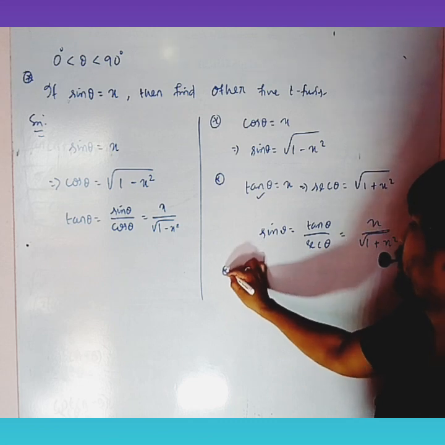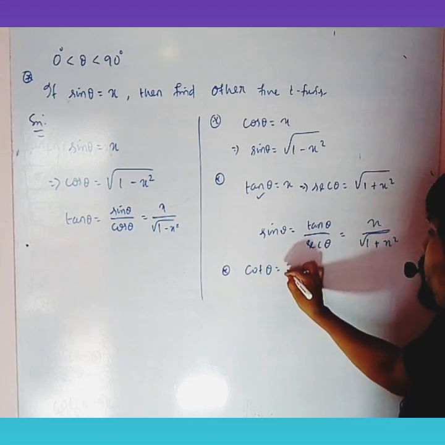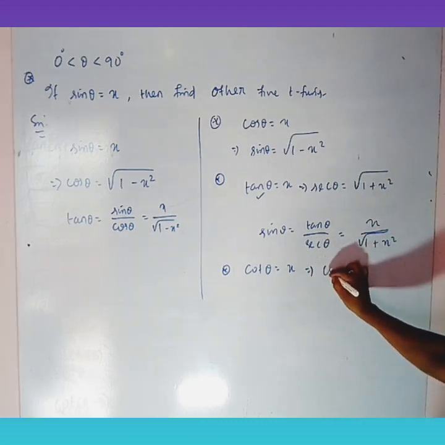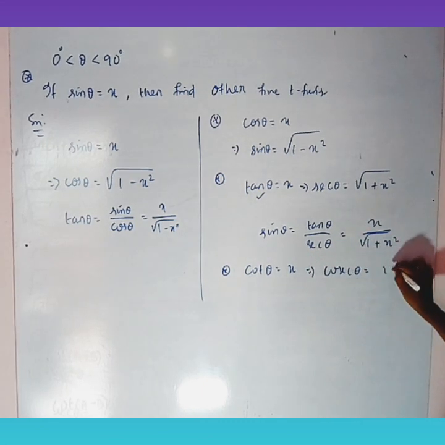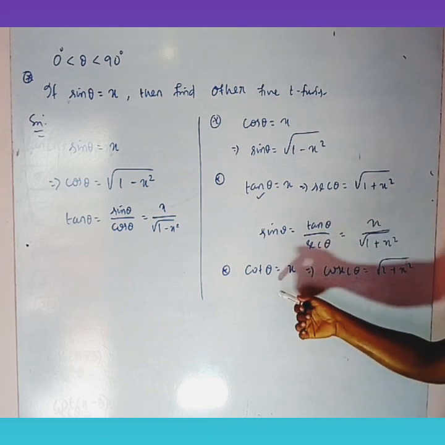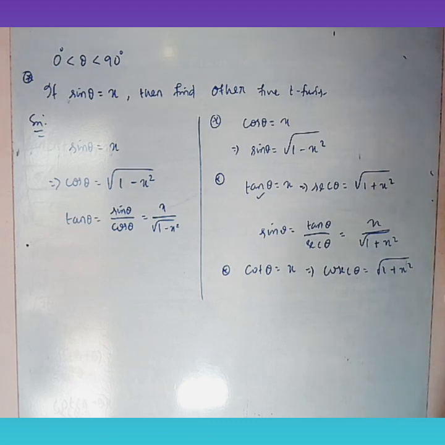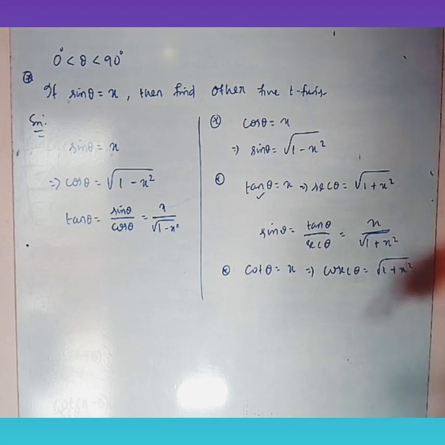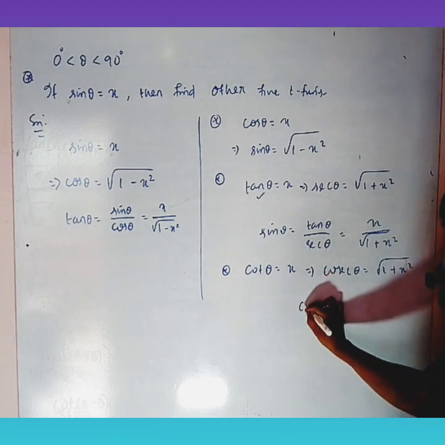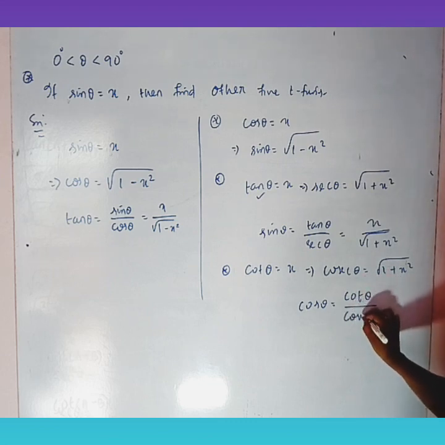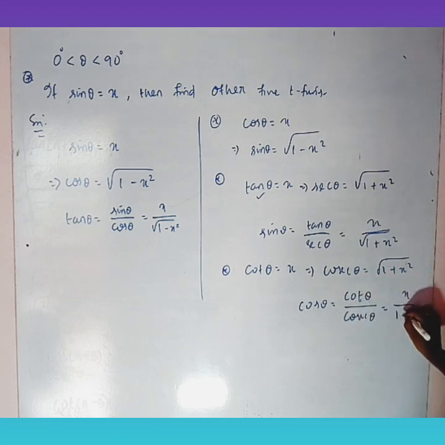Similarly, if cot theta is given, we find the other 5. Immediately we find cosec theta. We have to remember this condition, the square root of 1 plus x square. If cot theta is given, we can find sin theta, and tan theta. If cosec theta is given, we can find sin theta. We need cos theta and sec theta. We know that cos theta equal to cot theta by cosec theta, so x by square root of 1 plus x square.